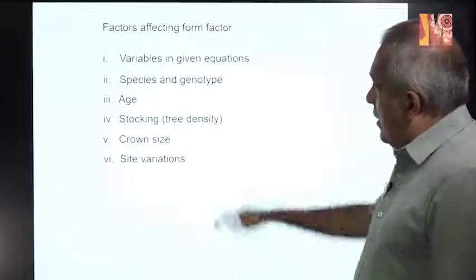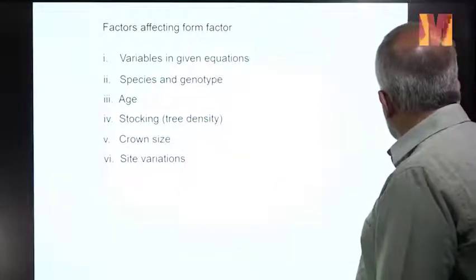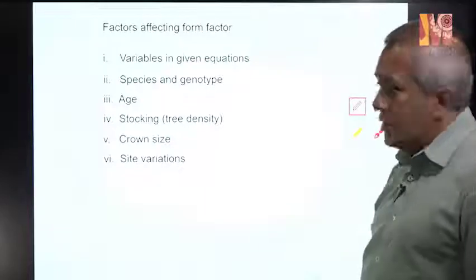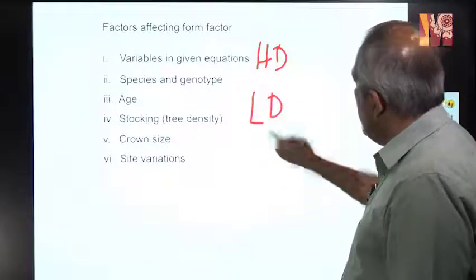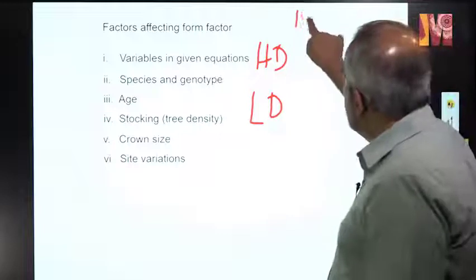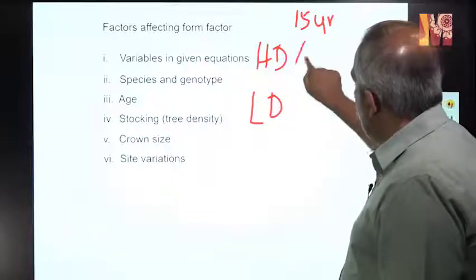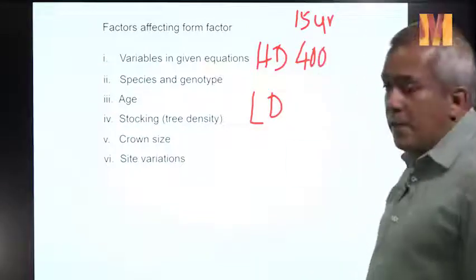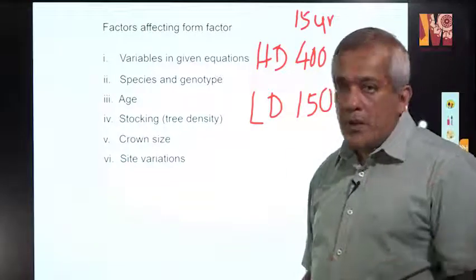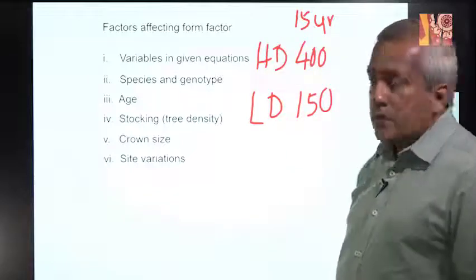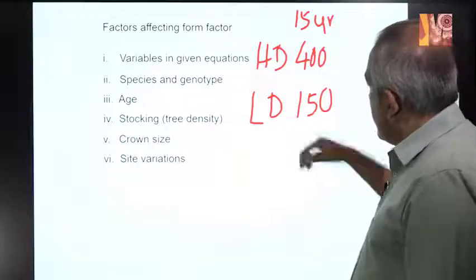The stocking or the tree density, we take as an example two situations, one high density, the other one low density. For example, same age, 15 years. The first case we have high density, 400 trees per hectare, second case we have 150. Same species, same age, same location as well, but the densities are different. One is 400, high density, the other one is 150, which is low density.